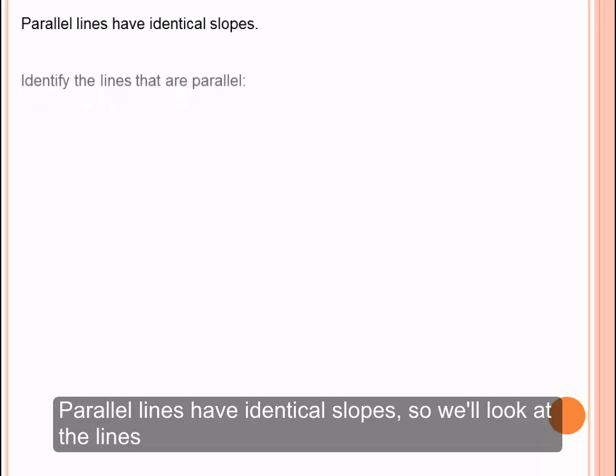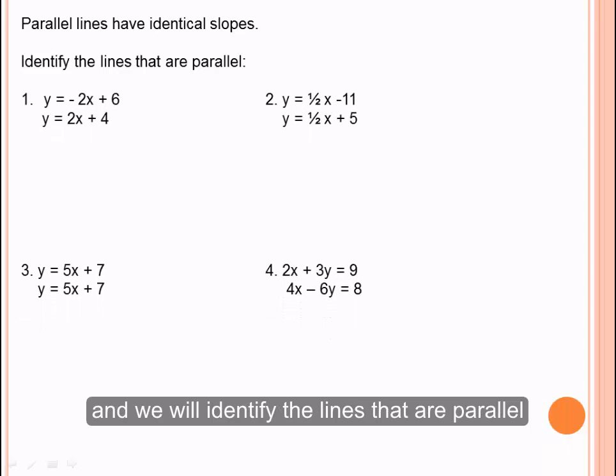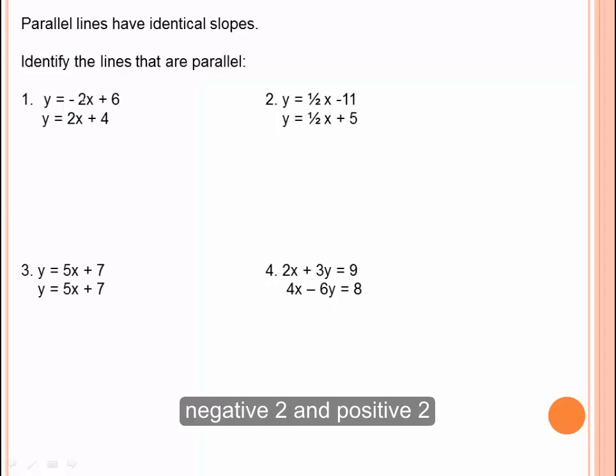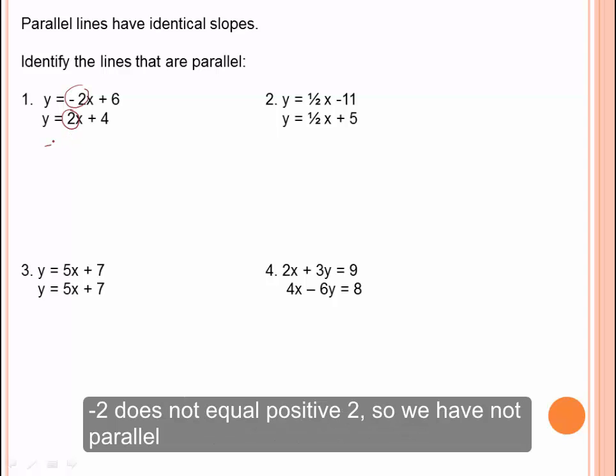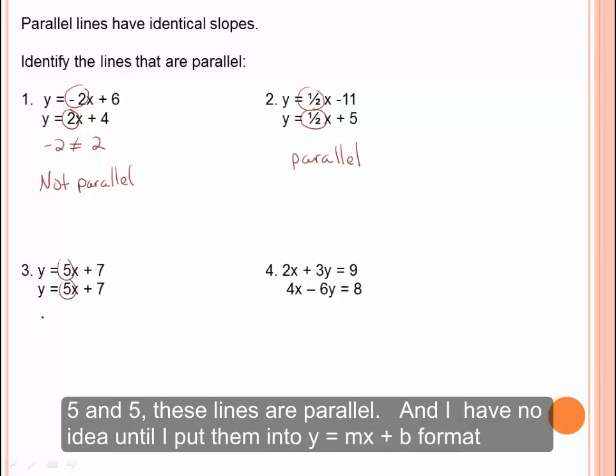Parallel lines have identical slopes. So we'll look at the lines, and we will identify the lines that are parallel. -2 and +2. -2 does not equal +2, so these are not parallel. 1/2 and 1/2. These lines are parallel. 5 and 5. These lines are parallel.